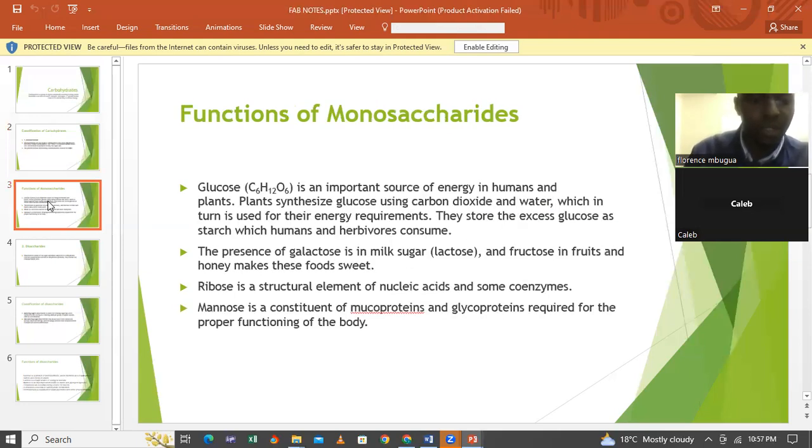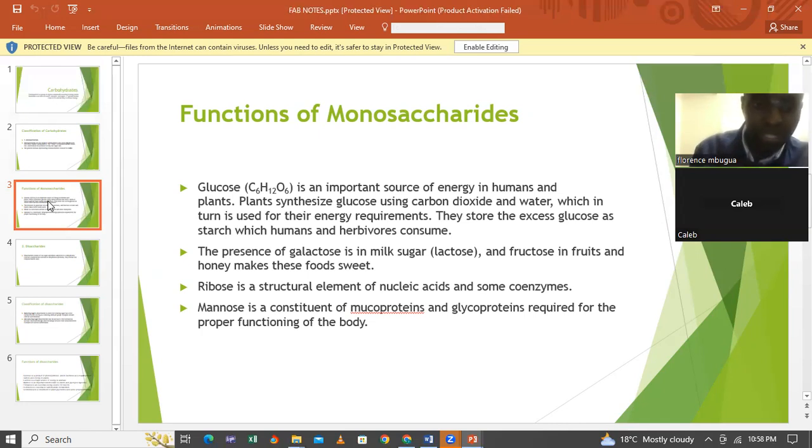Functions of monosaccharides, they are about 4. There could be many, but for now we want to look at only 4. The first one is glucose is an important source of energy in humans and plants. Plants synthesize this glucose into carbon dioxide and water, which then is turned into energy. The excess glucose can be stored in form of starch in humans and herbivores to consume later.